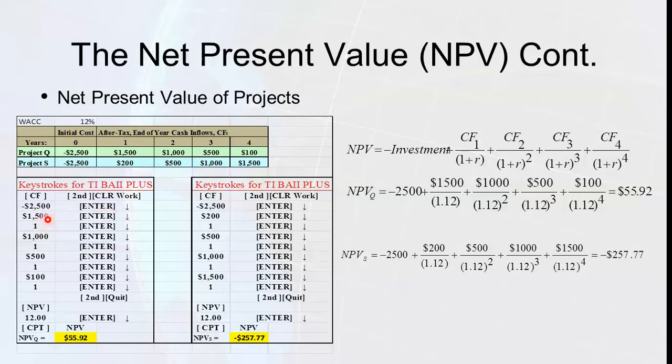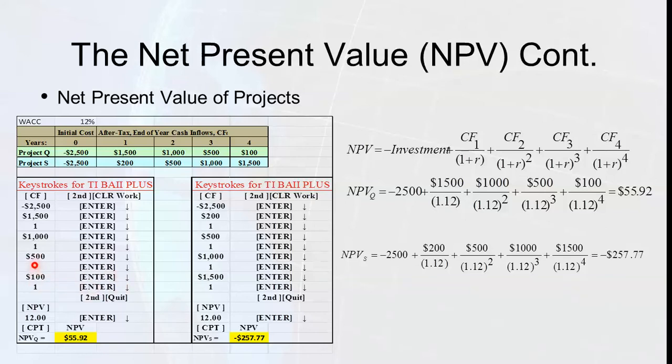And how many times are you getting 1500? Just one time. The second cash flow is C02, which is CF2. We have $1,000. Enter, down. How many times? One time. Enter, down. The third cash flow is 500, so C03 is 500. Enter, down. And you are receiving that 500 only one time. Enter, down, and your last cash flow is 100. So let's enter and down.